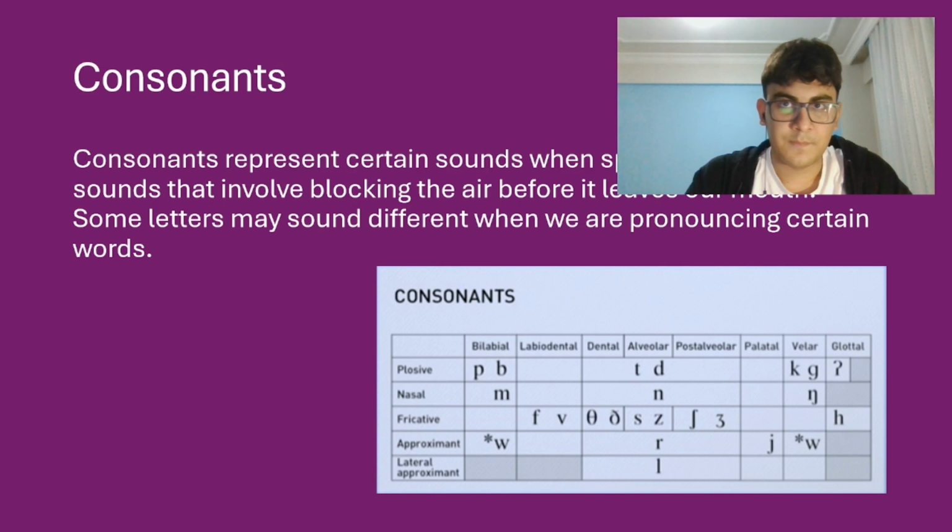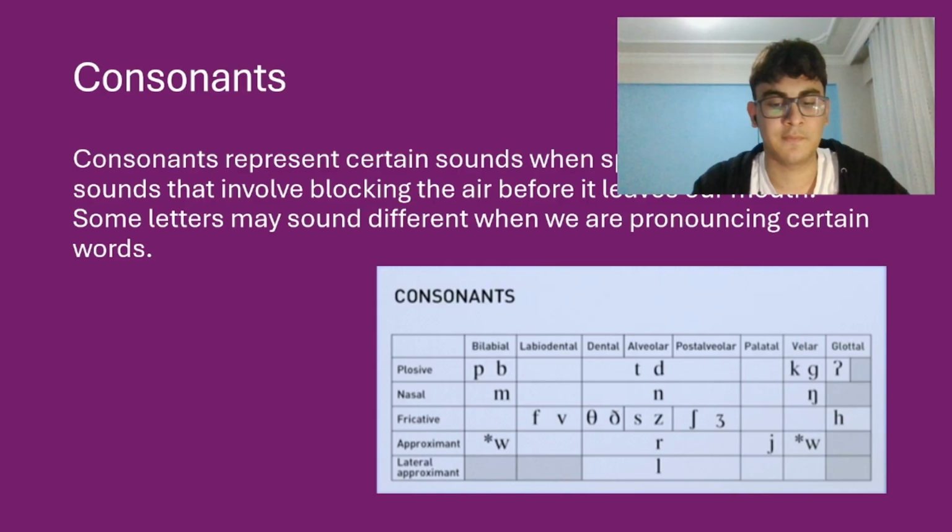And examples of approximants can include yes, less, right. As you can see, the Y, the L, and the R sounds are connected to a vowel, so they sound connected to the vowel in front of them.